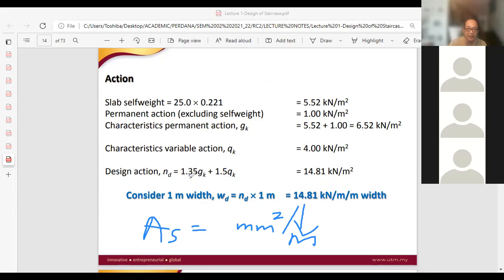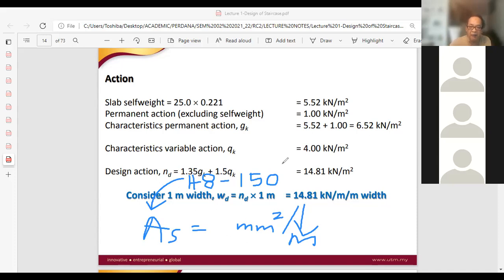the form of, for example, H8 at a spacing of 150. So this will be the form of reinforcement that we will be expecting for the staircase. So we have a diameter, we have a spacing. So it doesn't matter how wide the staircase is going to be, as long as we have a certain diameter and a certain spacing that is sufficient to provide the reinforcement for the staircase.